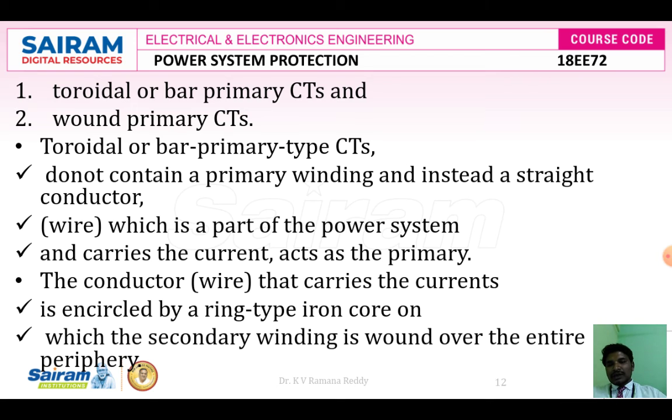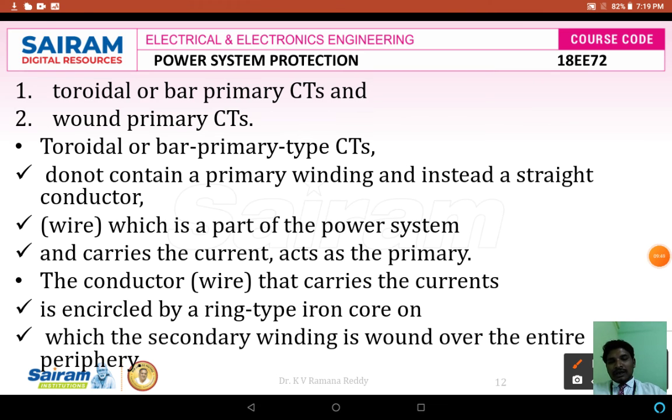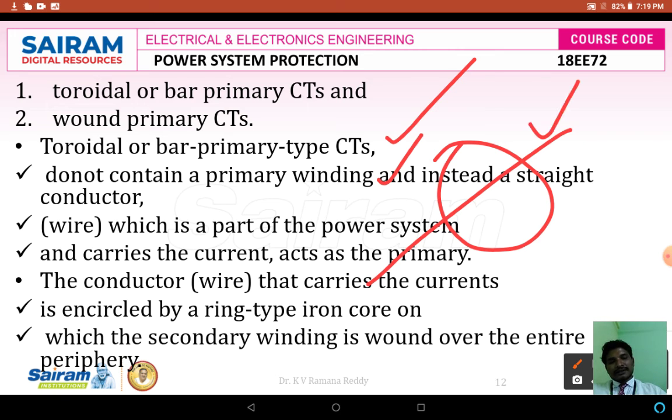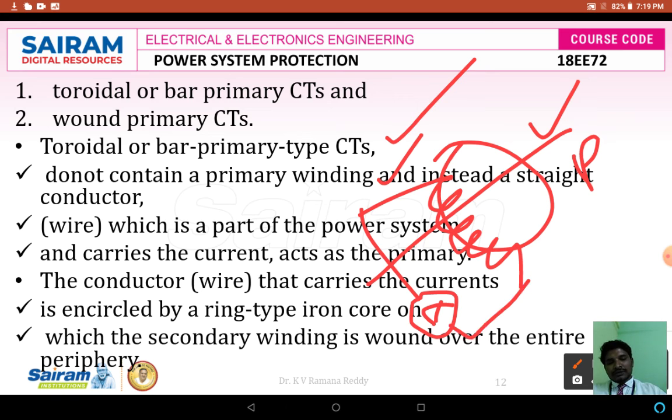First of all, toroidal or bar primary type current transformers do not contain any primary winding, only a straight conductor. It is shown like this. This is called the primary winding, and this is the secondary winding of the current transformer, which is connected suitably to an ammeter, which is used to measure the secondary side current.